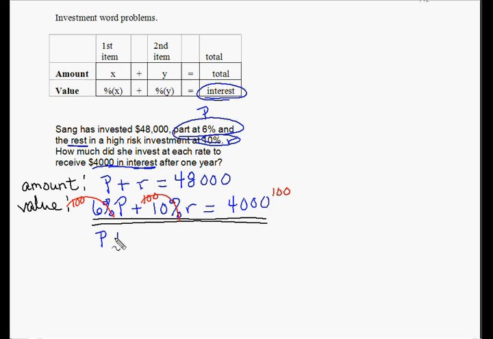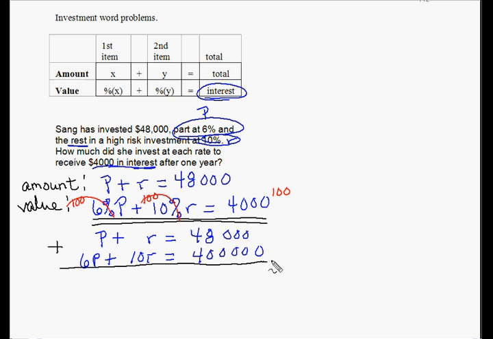I'll have P plus R is equal to $48,000. And 6P plus 10R is equal to $400,000. Again, we've got two equations with two unknowns. In order to solve this equation, I would like to add the two equations together, but if I do, none of the variables will go away. So I'm going to actually multiply the top equation by -10. I'm choosing the -10 to make the R's go away, and because it's easy to multiply this number by 10.